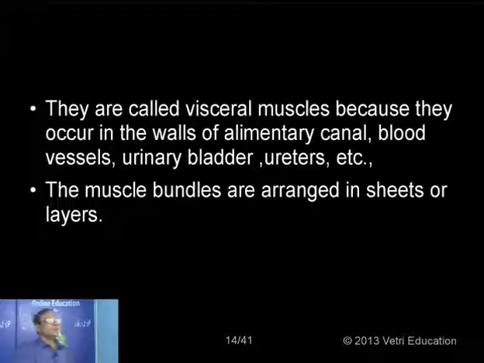I mentioned already they are called visceral muscles because their locations are found in the visceral organs. Now, unlike the skeletal muscles, where the muscle fibers are found in bundles, here the muscle fibers are arranged in the form of sheets, layer by layer. They are placed parallel to each other, in the form of muscle sheets or muscle layers. They are never formed in bundles.